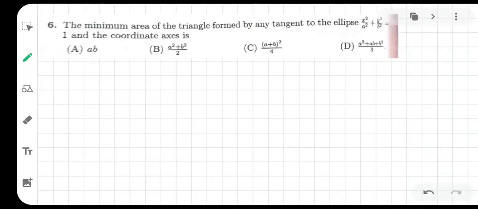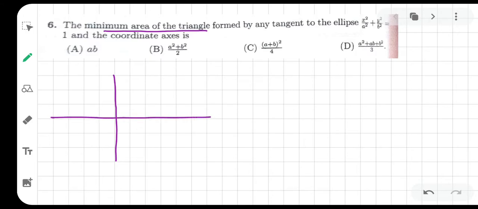Okay, so this is the problem we want to solve. The minimum area of triangle formed by any tangent to the ellipse x square upon a square plus y square upon b square is equal to 1 and the coordinate axis.